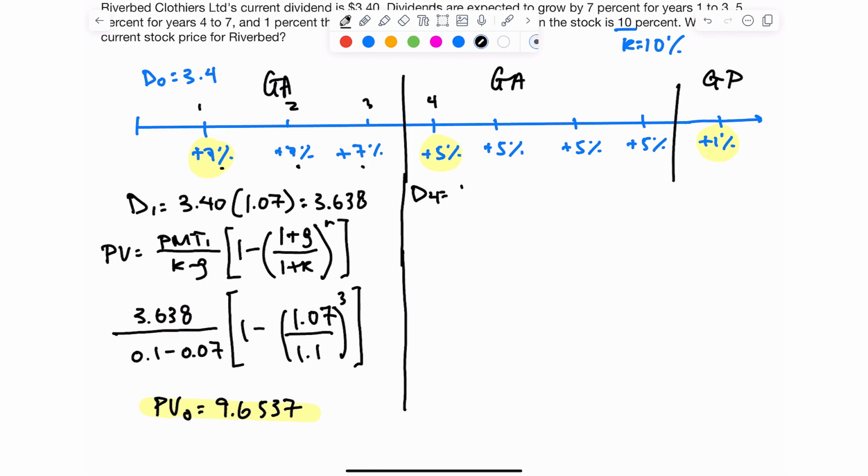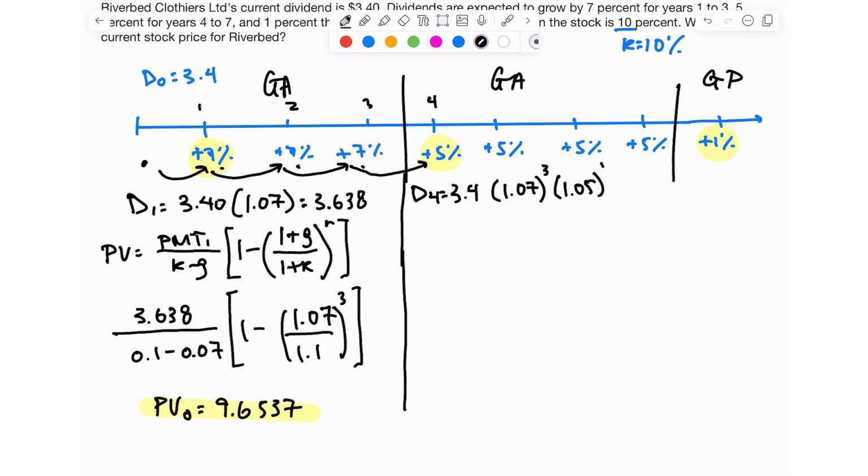So for D4, I'm going to take D0. Instead of writing D0, I'll just write it out: $3.40. I'm going to add 7% to it three times, right? Because I'm going from 0 to 1, 2, 3. I'm adding 7% three times. And then I'm going to add 5% once, so multiply that by 1.05 to the 1. So 3.4 times 1.07 to the power of 3 times 1.05 is 4.37.